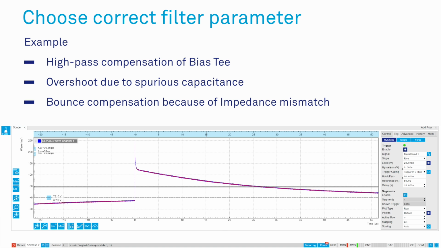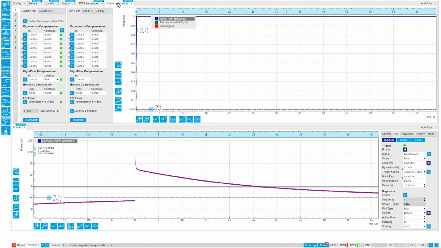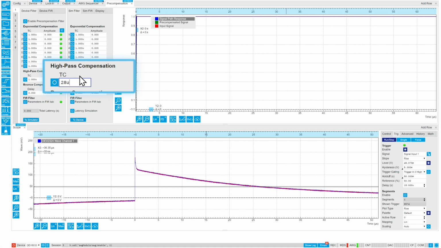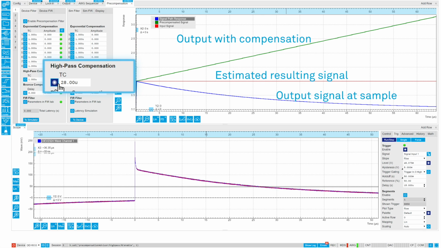The most apparent problem we see here is the roll-off during the plateau. To compensate this high-pass behavior, we select the corresponding filter and open the simulator. Putting in the right time constant will provide us with the 3 curves: the blue showing the output as observed at the sample, the green depicting the relative output with compensation, and the red the estimated resulting signal.